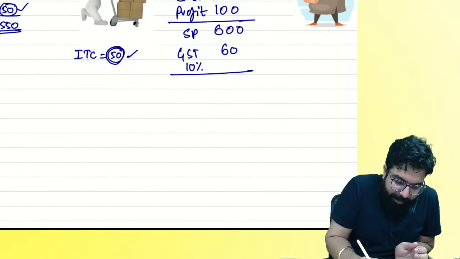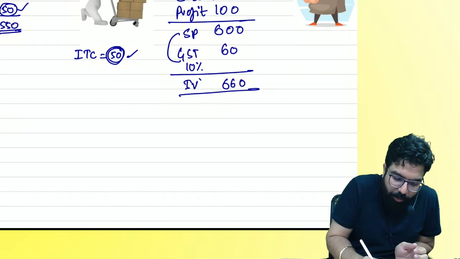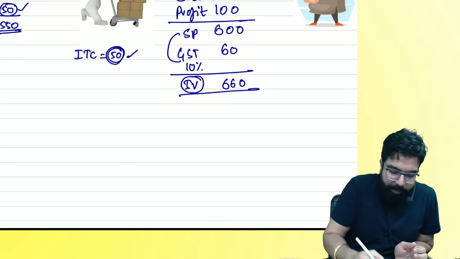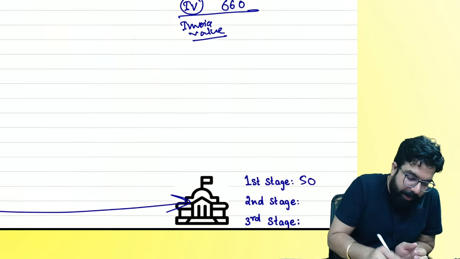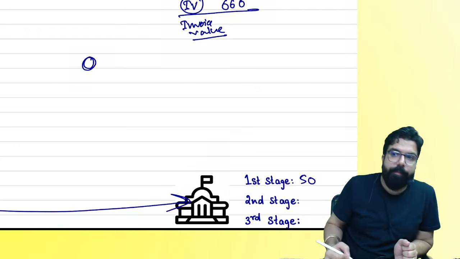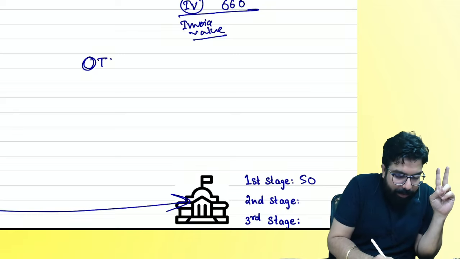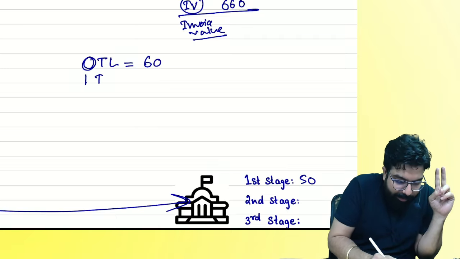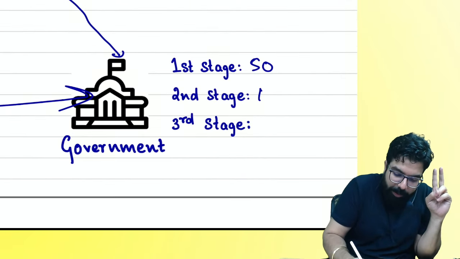What is the selling price ultimately, including GST? This is known as the invoice value. Okay, everyone. The total invoice value. Now, can you tell me outward? Outward means output. Output tax liability, how much is it? Input tax credit, how much is it? How much will you pay? At the second stage, how much did the government get?